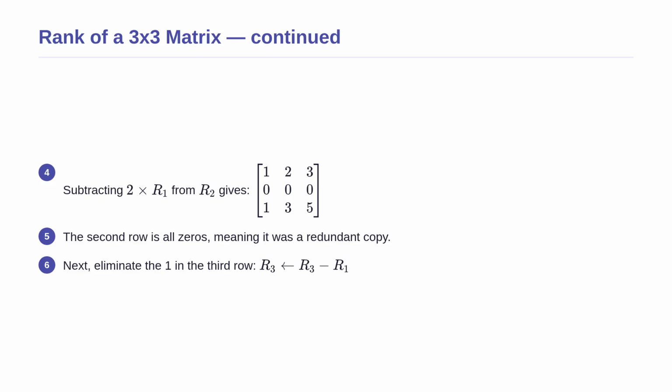Continuing with our matrix, let us see the result of that first operation. When we subtract 2 times the first row, the entire second row becomes all zeros. This immediately tells us that the original second row was just a redundant copy, a scaled version of the first row. Next, we need to eliminate the 1 at the start of the third row. To do this, we simply subtract the first row from the third row. 1 minus 1 is 0, 3 minus 2 is 1, and 5 minus 3 is 2. This leaves us with a new third row of 0, 1, 2.